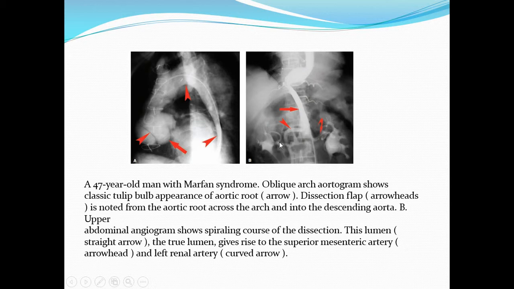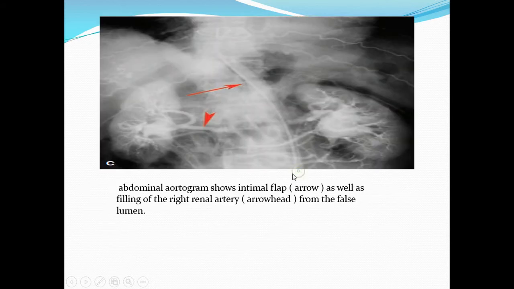from the true lumen, okay, and the left renal artery here also arising from the true lumen of the abdominal aorta. A little bit later image shows a calcification of the right renal artery, indicating that it's arising from the false lumen.